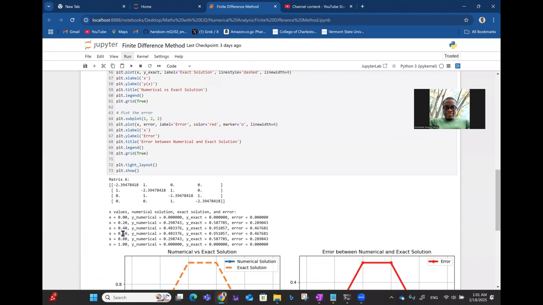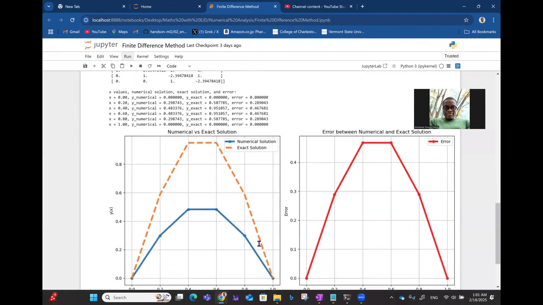So for the steps now, starting from 0 to 1.0, you have all that. And the numerical values, you have 0.00, and down, of course, it starts with 0 and ends with 0, but in between you have 0.298743. So it means that y1 numerically is 0.298743, y2 is 0.483376, y3 is 0.483376, y4 is 0.298743. Okay. And these are the exact solutions. So you see the errors as they go. And of course, we can also visualize.